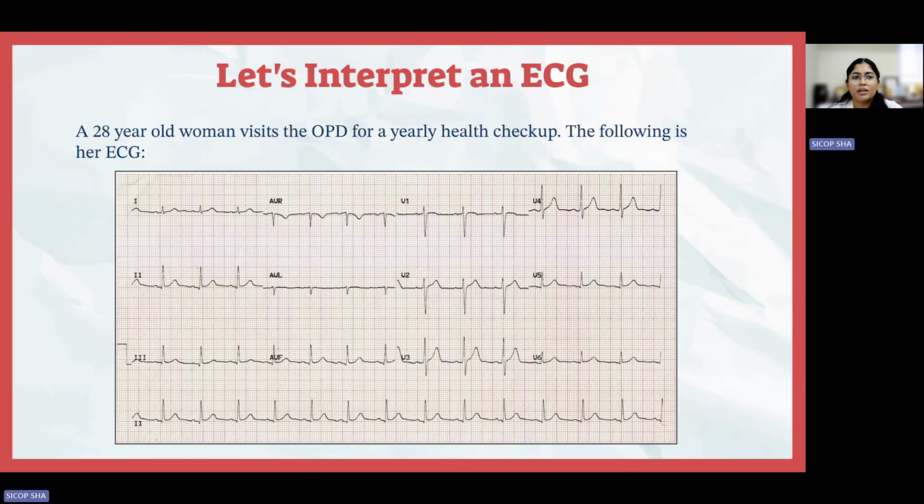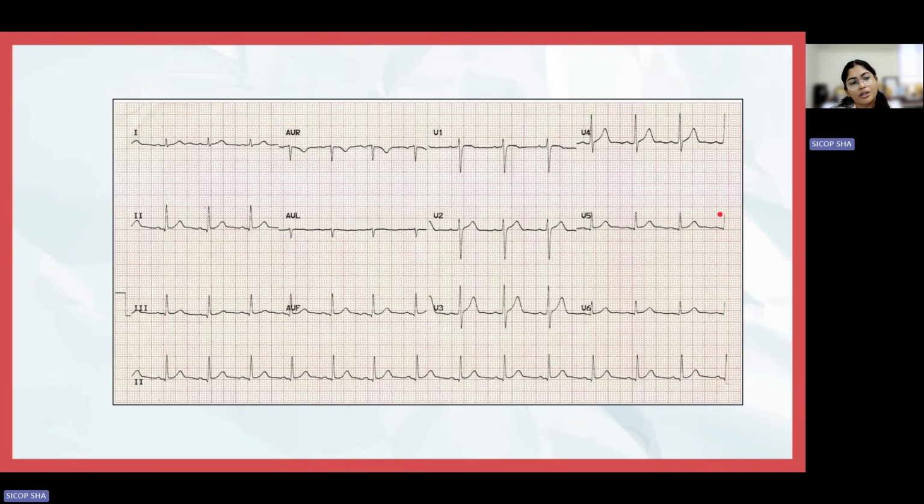So let's take an example of an ECG finally to understand. This is an ECG of a 28-year-old woman who visited our OPD for a yearly health checkup. The following is her ECG. Okay, so how are you going to interpret it? Okay, so first, what are we going to see? We are going to see if it is a sinus rhythm, or we are going to look at the rate and rhythm. So here we are seeing the RR intervals.